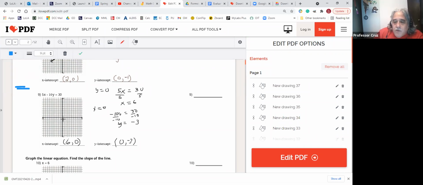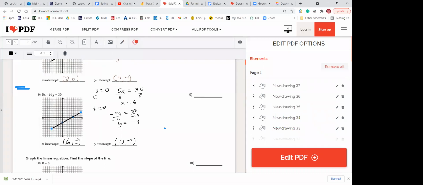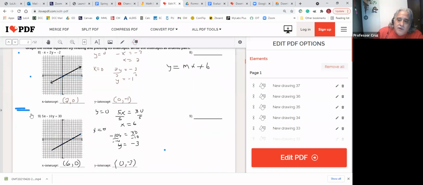So 0, negative 3, 1, 2, 3. And then 6, 0, 1, 2, 3. 1, 2, 3. And there we go. There's your 2 points. And then we'll put a line through them. Now these both just happen to be very similar. They're not the same line, but they both have a very similar slope. They're leaning more this way. That's just a coincidence.